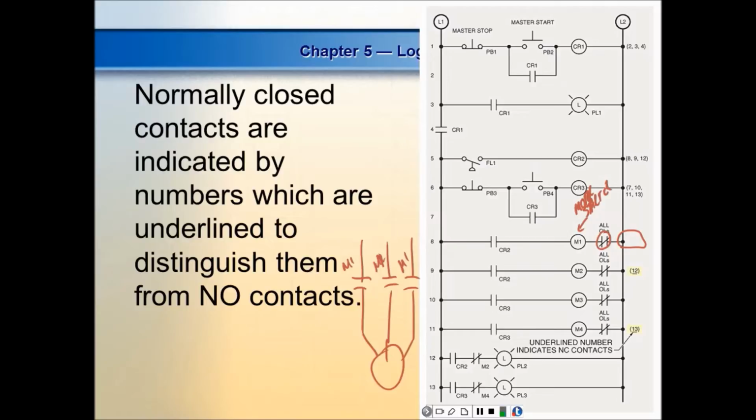But when I look at this, the number 12, what's the difference between this one and the rest of them? So there's number 12, and then I look up here. What's the difference between the 12 and all the numbers so far? It's underlined.